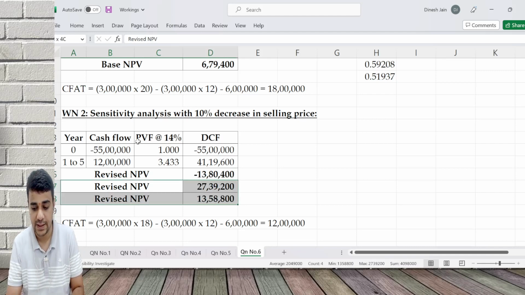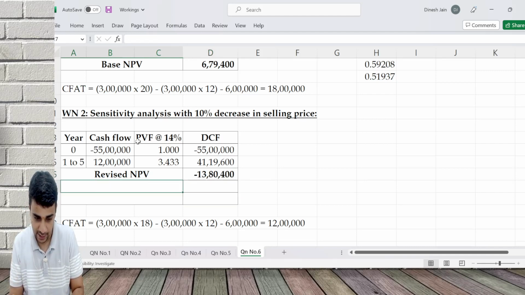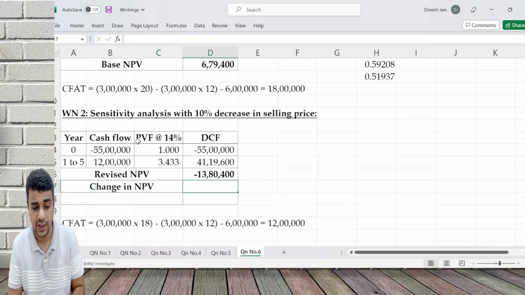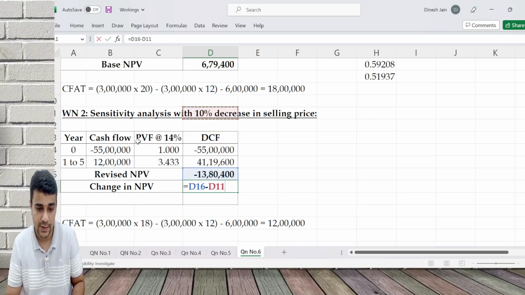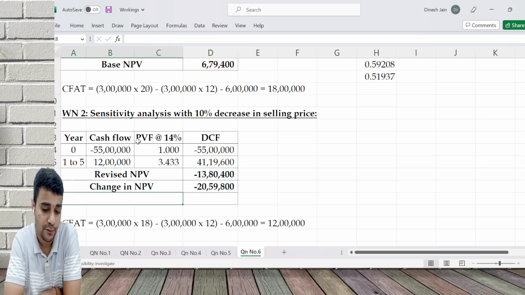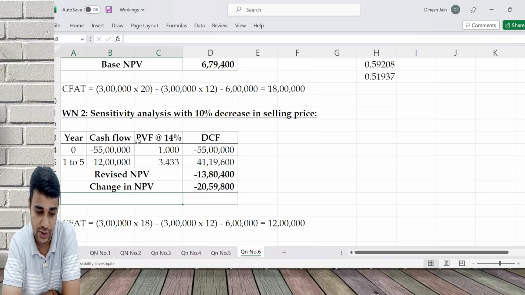What we do in sensitivity analysis is you calculate the revised number. Change in NPV is the new NPV minus the old NPV. How much is the change in the NPV? New minus old. So NPV is changing by some 20,59,000, or broadly 20,60,000.